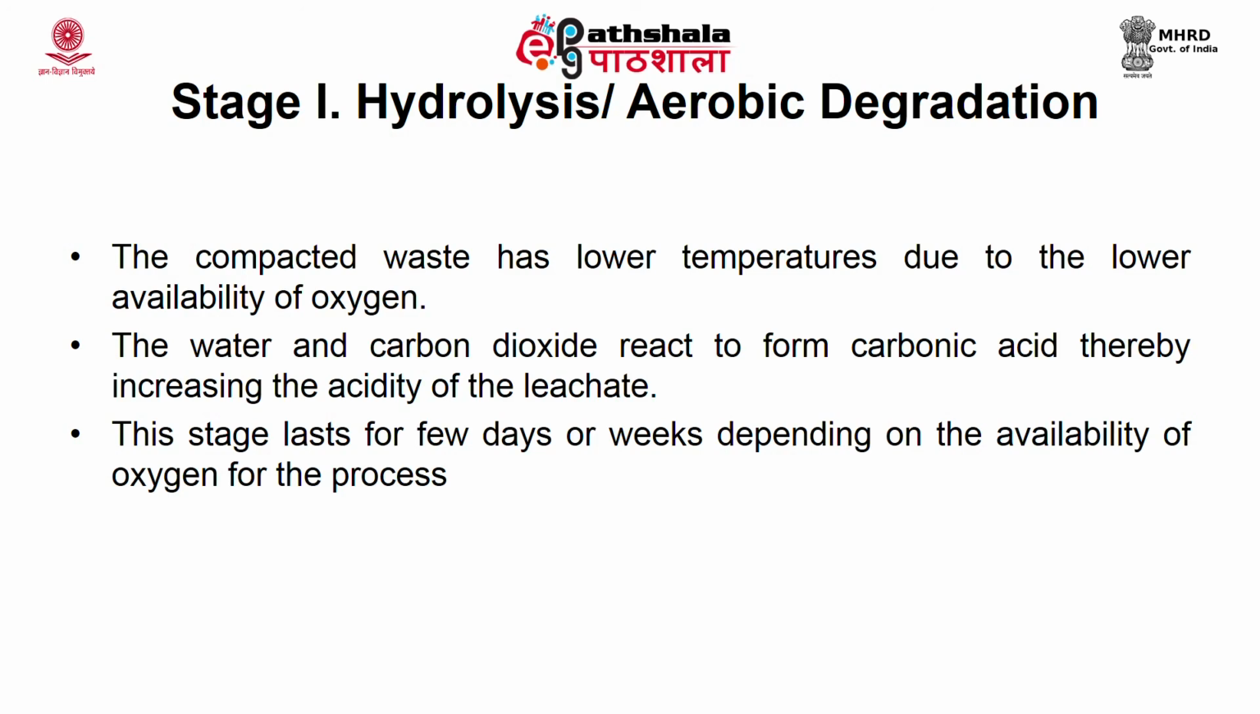Now, once the temperature reaches up to 70 to 90, it will dry up or volatilize all the water or moisture which is present in the waste. Also, since the carbon dioxide is produced during stage 1, it will combine with water and form carbonic acid, thereby increasing the acidity of the waste at this stage. So, at the end of this stage, the leachate generated will be acidic.